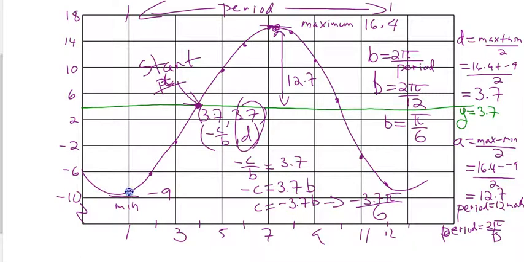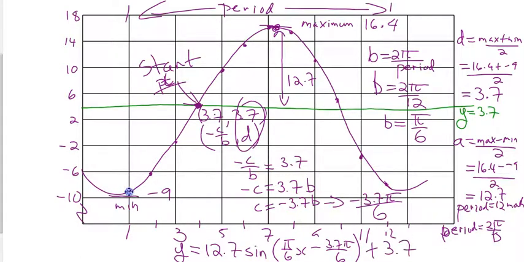Okay, let's open up a calculator and let's write it out and then we'll plug it in. Okay, I got no space. Y is equal to A, 12.7, sine, bracket, B, pi over 6, X minus, actually it's going to be plus, it's minus 3.7 pi over 6, bracket, and what's D? Plus 3.7. Okay, I'm going to pause.